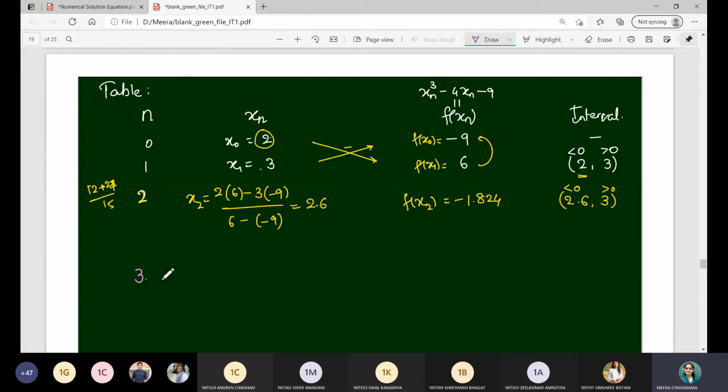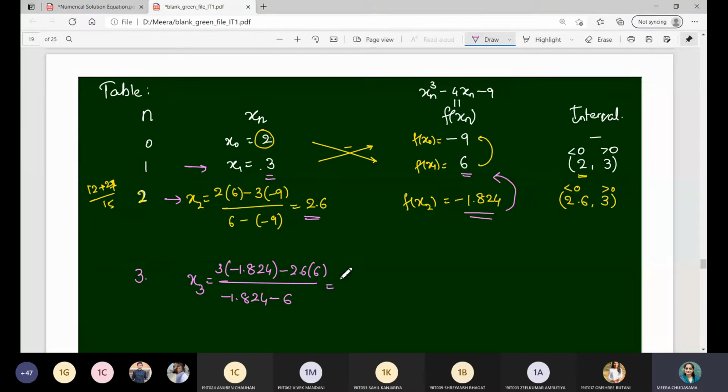तो x3 हमें किन दोनों के बीच फाइंड आउट करना है, तो 2.6 एंड 3 मीन्स ये पॉइंट के पास और ये पॉइंट के पास. तो क्रॉस मल्टीप्लिकेशन में कौन कौन सी वैल्यू आएगी, तो it is 3 into minus 1.824 minus 2.6 into this one divided by this minus this. So let me write it. It is 3 into minus 1.824 minus 2.6 into 6 divided by minus 1.824 minus 6. Quickly evaluate it and let me know the answer.